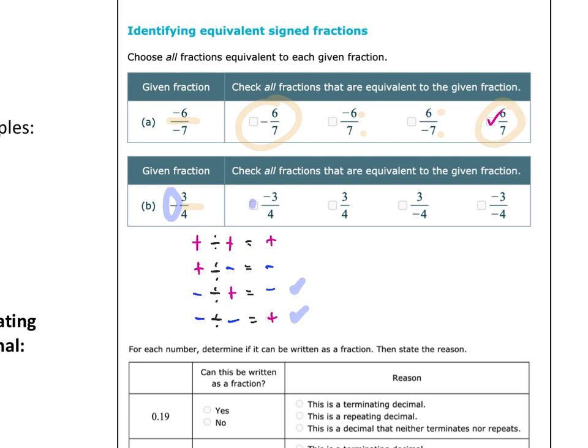So we have a negative, so we just want to say, well, this is a negative divided by a positive, so that one works because that's going to be negative. This is a positive divided by a positive, so that one doesn't work. This is a positive divided by a negative, so that's going to be a negative, so that works. And this is a negative divided by a negative, which is going to be a positive, so that doesn't work. So the only two that we would check would be those two.